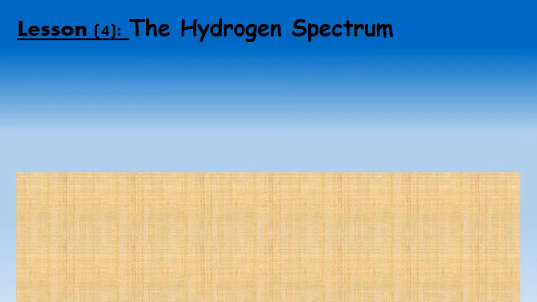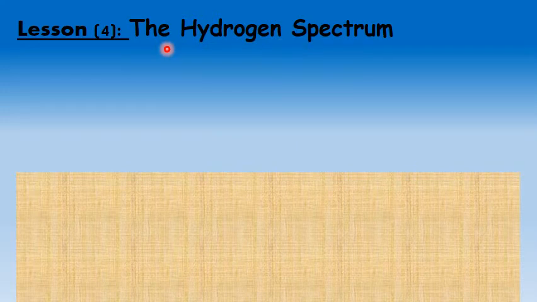Okay, we need to continue in our lessons in Unit 5, Atomic Physics, and today we will take the fourth lesson, which is talking about the hydrogen spectrum. The hydrogen spectrum.